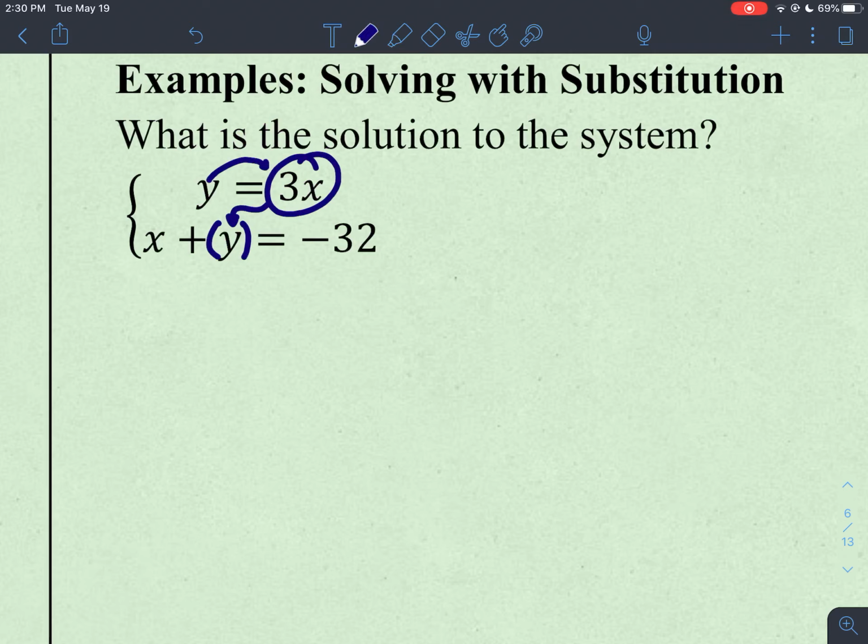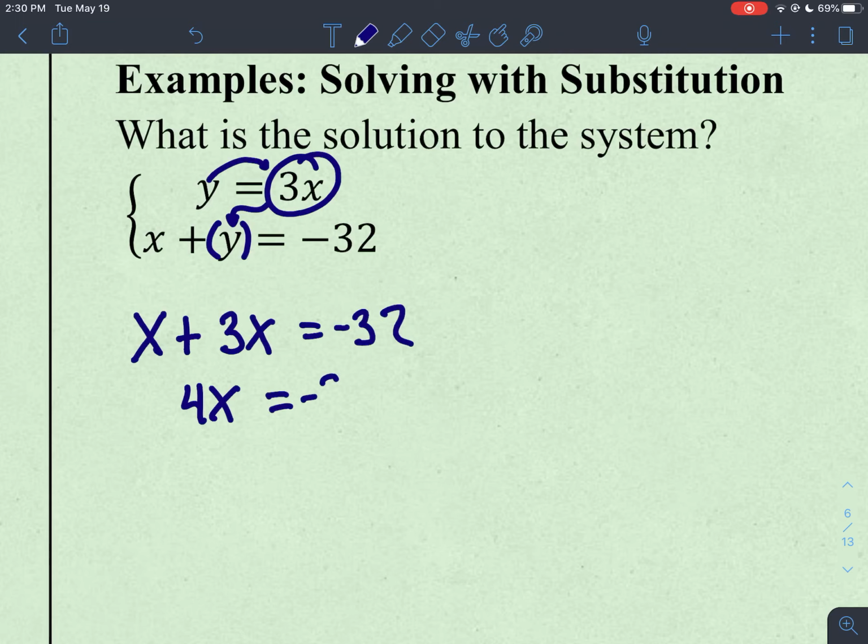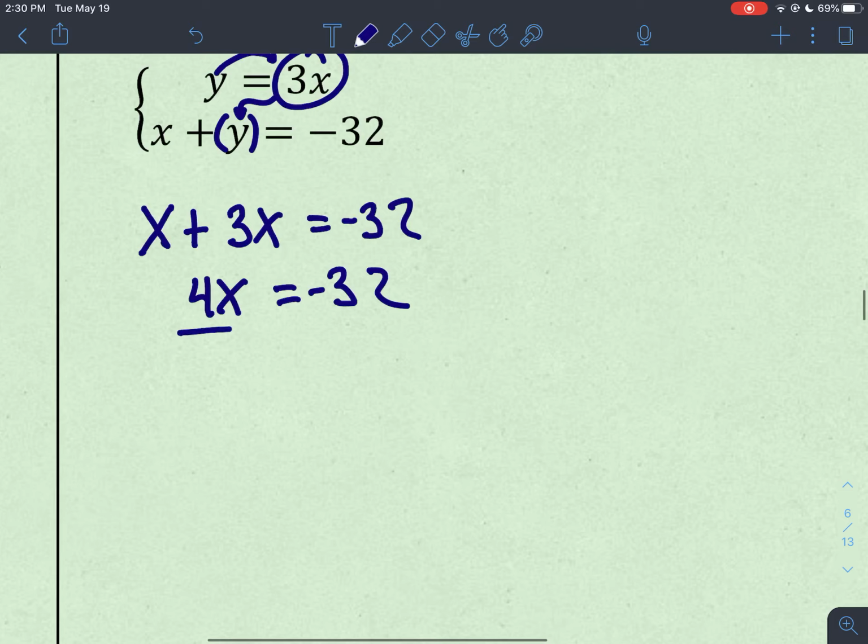So I can say, all right, this is going to be x plus 3x equals negative 32. Well, look at what we just did. We took a y and we got rid of it. So now I just replaced it. I substituted it, if you will. So now I have 4x equals negative 32. And what I can do with that is divide, and I get x equals negative 8.